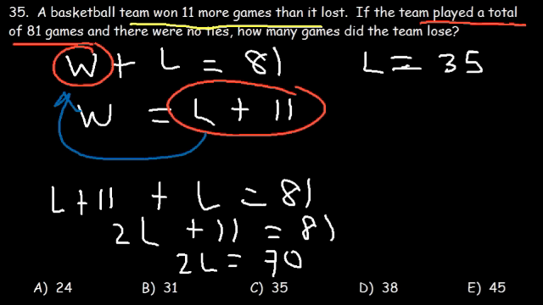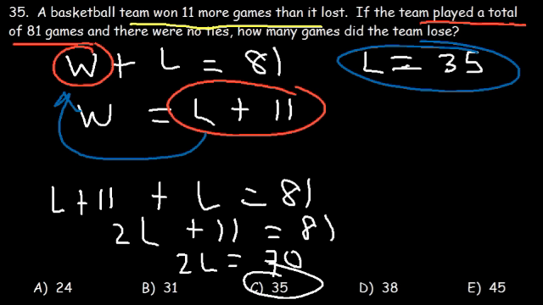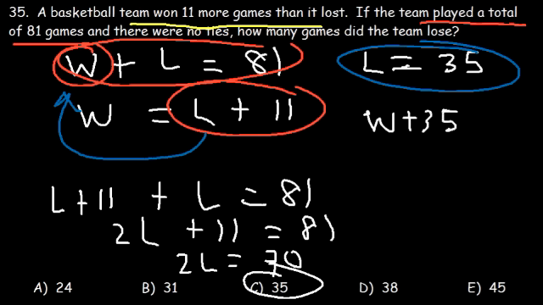So that's how many games the team lost. They lost a total of 35 games. So C is the right answer. If you want to find how many games were won, you can use the first equation. So W plus L is 81, so W plus 35 is equal to 81. And 81 minus 35 is 46.